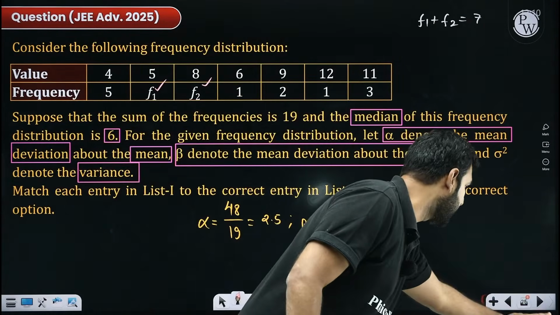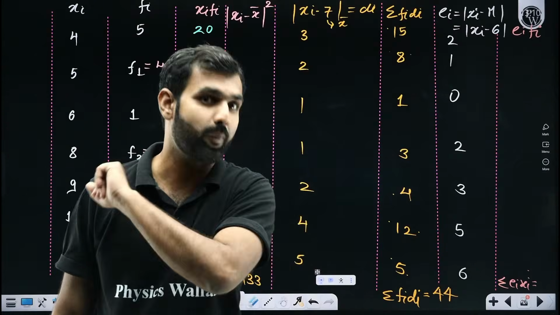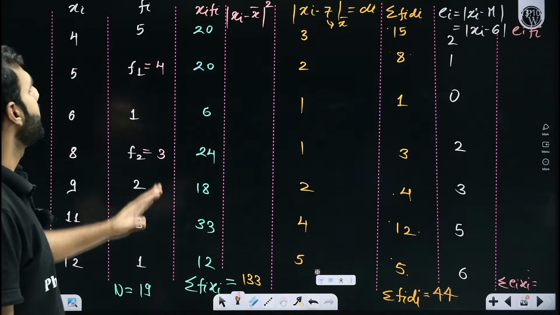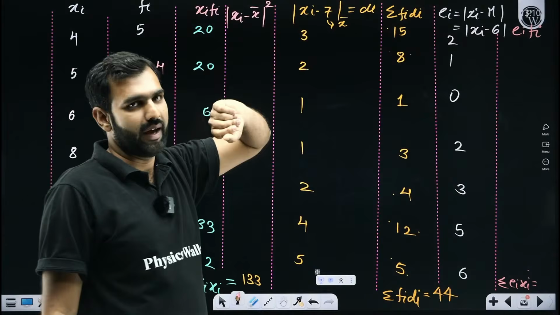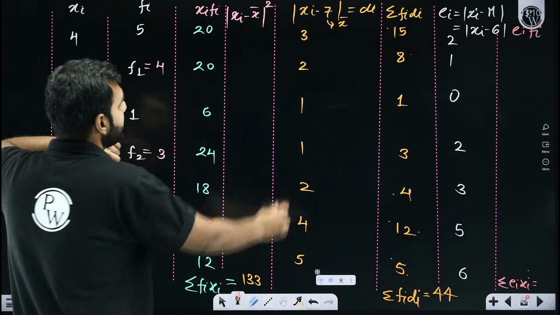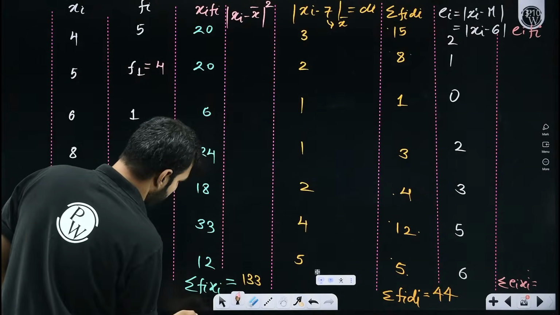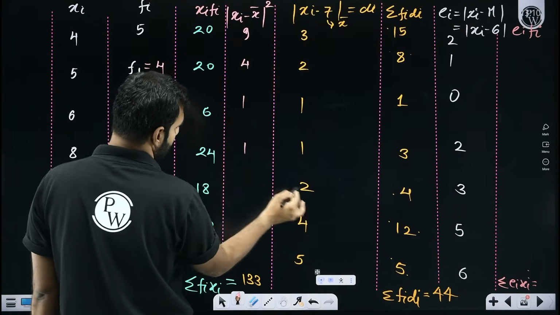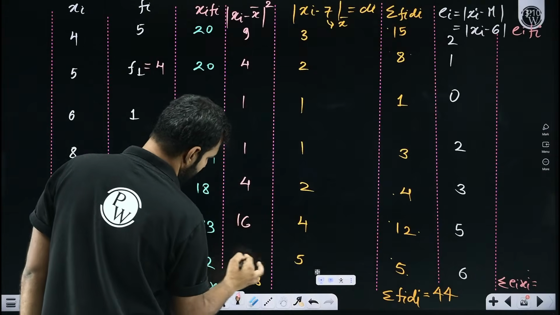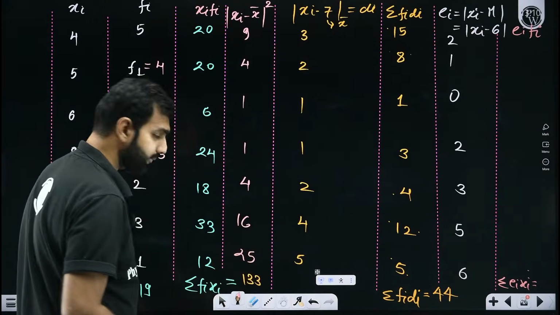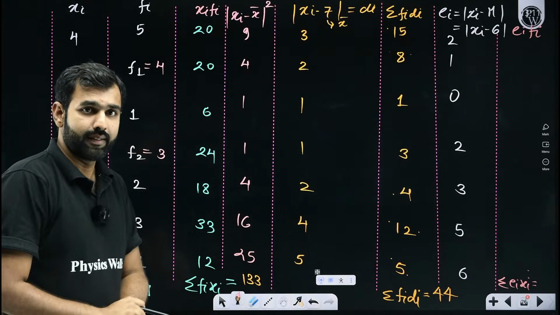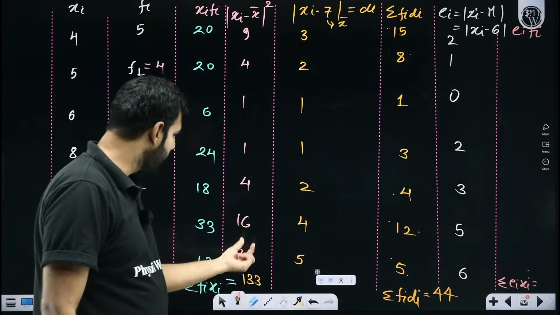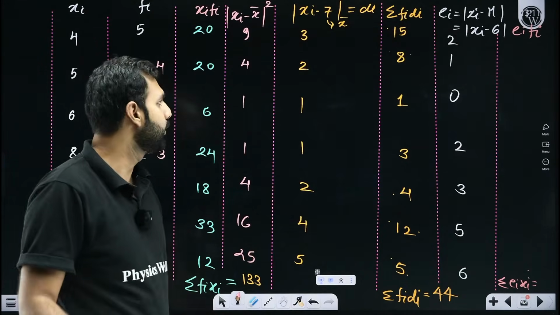Now the next part, we are still left with one more part of this question. Pay attention to that part. Xi minus x bar square you'll do. How? These values: 3, 2, 1, 2, 4, 5. So 3 square is 9, 2 square is 4, 1 square is 1, 1 square is 1, 2 square is 4, 4 square is 16, and 5 square is 25. Right? And there, you will find the summation here as well. But don't go ahead with that.